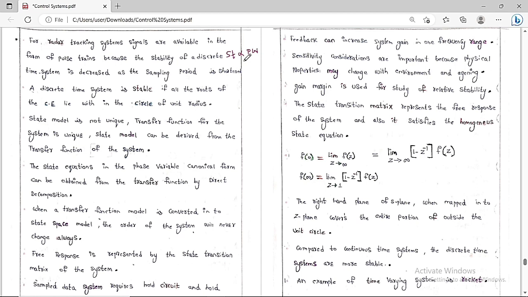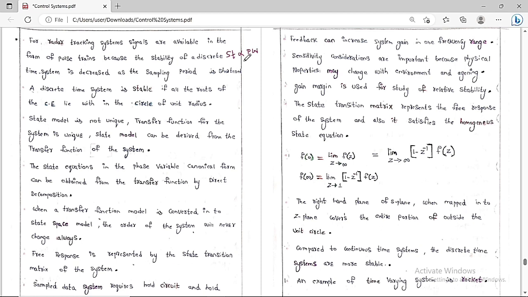So this one I already told you. In the case of a discrete time system to be stable, all the roots of the characteristic equation must lie within the unit circle itself. So we can say a discrete time system is stable if all the roots of the characteristic equation lie within the circle of unit radius.